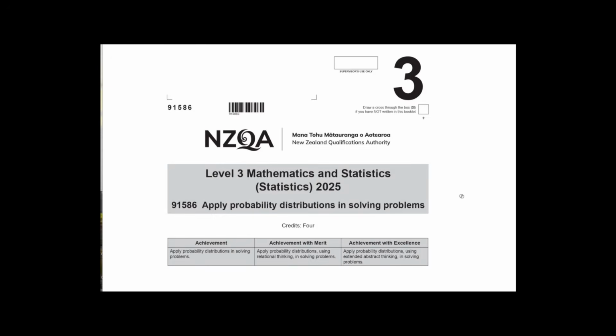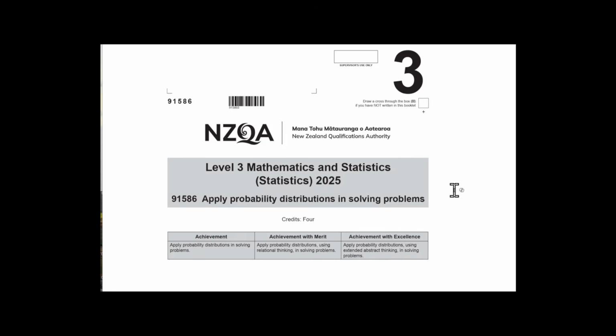Well, now let's go to level 3 statistics. This is the other probability distribution paper. This deals with formal distributions rather than just probability concepts. This is worth 4 credits.